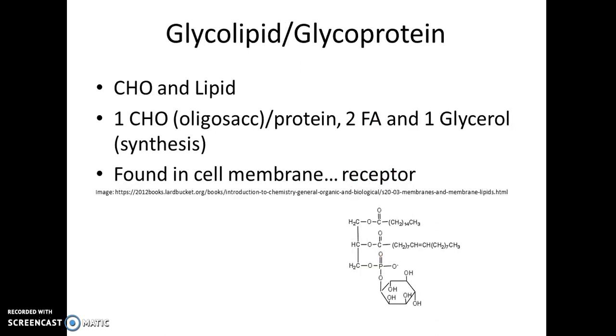A glycolipid, and that's what I'm going to focus on as we're talking about lipids, not the glycoprotein, that's later, is a carbohydrate and lipid together, in which we have one carbohydrate, two fatty acids, and one glycerol. So right here we have the carbohydrate, we have a fatty acid here, glycerol here. These are found in the cell membranes, and they can act as receptors, which we'll talk about later. So they allow the cell to communicate with other molecules.